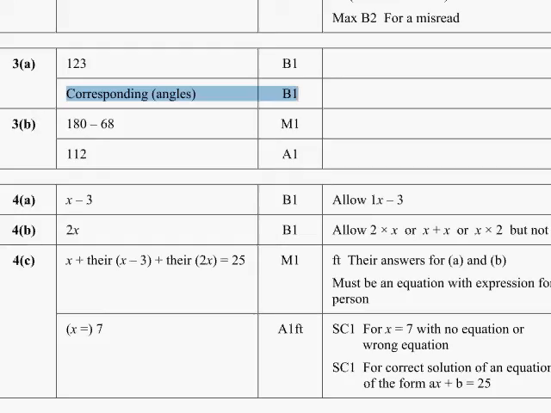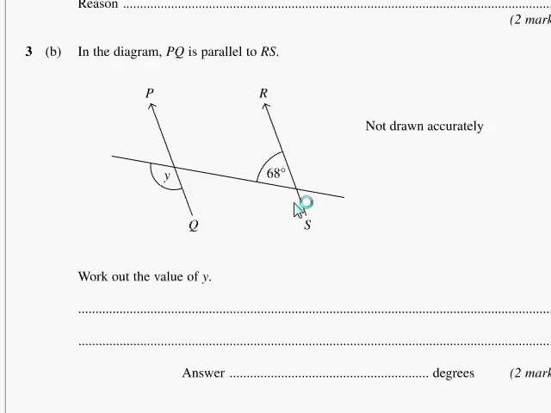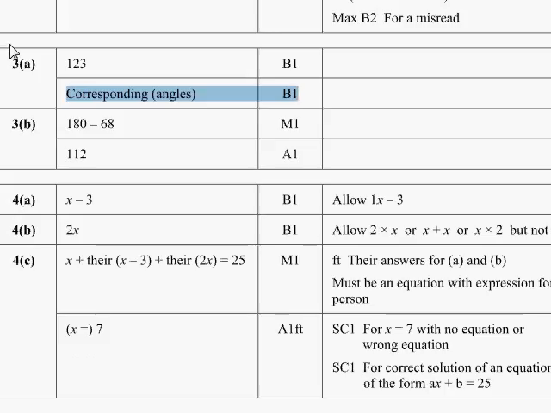Yes, we got the correct answer, and that question is worth 2 marks. If you wrote down anywhere 180 minus 68, then give yourself 1 mark, and if you also got the correct answer, 112, give yourself 2 marks.